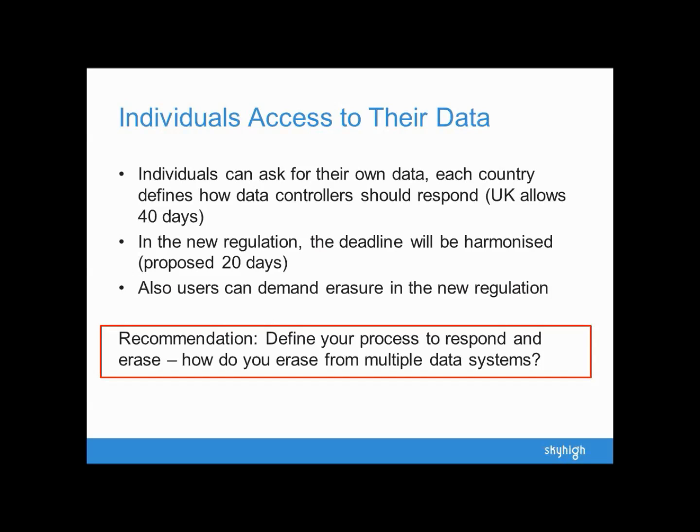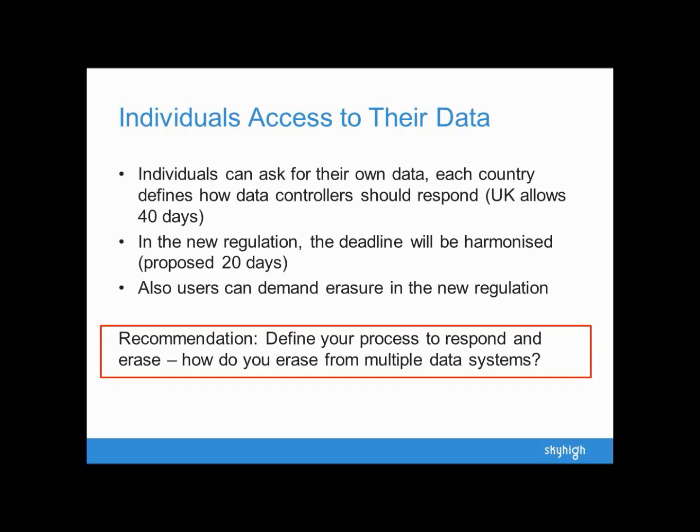And even today, individuals can ask you for access to their data to see what it is that you have about them. And each country in their implementation of today's directive has a slightly different rule about how quickly you need to respond. In the UK, you need to respond within 40 days. In the new regulation, this will be harmonized, and the proposal right now in the draft is to reduce the time to respond to 20 days. Also in the new regulation, users can demand erasure from your systems.